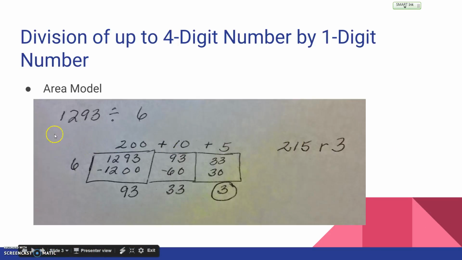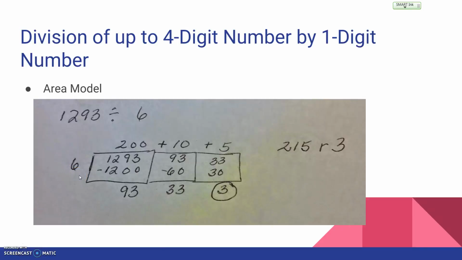So if we wanted to divide 1,293 divided by 6, because they divide up to 4-digit numbers by a 1-digit number, what we're thinking is, I'm trying to see how many groups of 6 I can make out of 1,293. So we put the 6 over here because we're thinking, how many groups of 6 can I make?